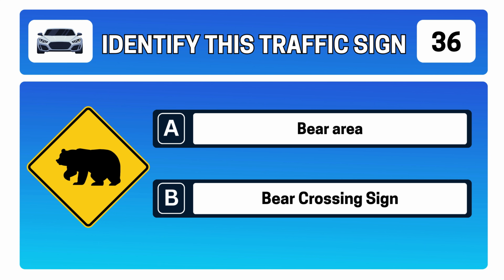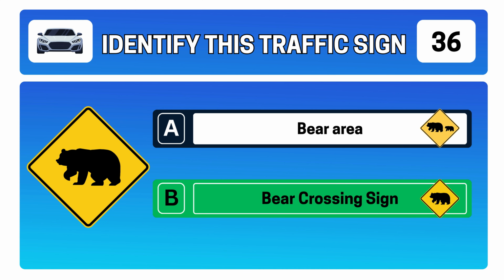Identify this traffic sign. A. Bare area. B. Bare crossing sign. Great catch. It is the bare crossing sign.